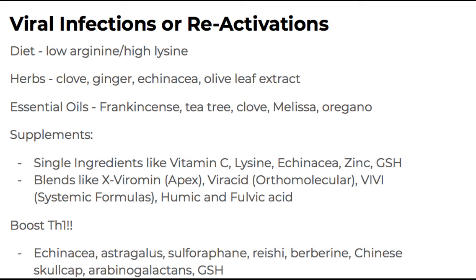Echinacea has antiviral properties. Not only boosts TH1 immune system, but it actually kills viruses when the viruses are exposed to it in, you know, petri dishes. Zinc, very famous right now for antiviral replication properties. Glutathione, very helpful for halting viral replication or killing viruses.